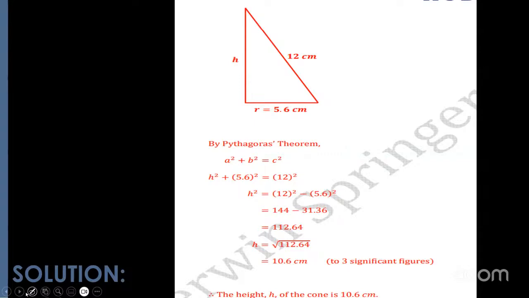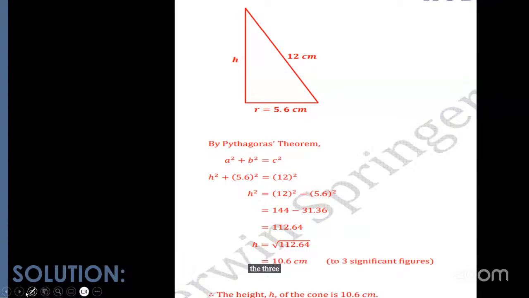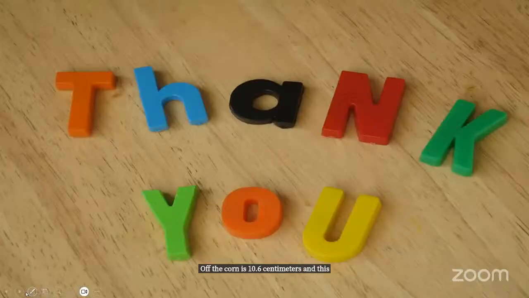All right, and here we go. We're using Pythagoras' theorem, and we would have gotten 10.6 centimeters, rounded to 3 significant figures. So the height of the cone is 10.6 centimeters. And this brings us to the end of tonight's session.